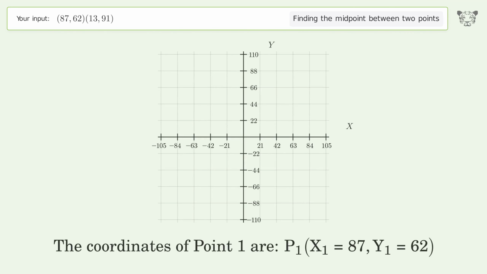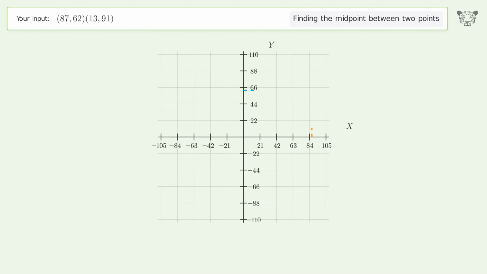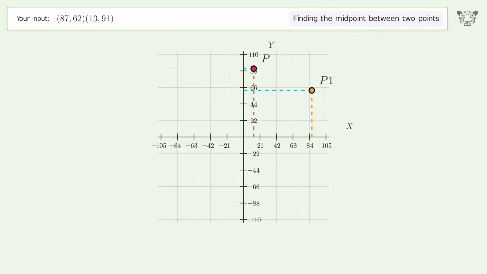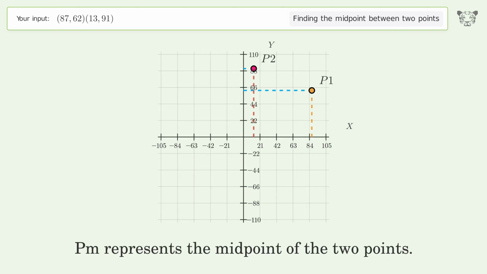The coordinates of point 1 are x1 equals 87, y1 equals 62. The coordinates of point 2 are x2 equals 13, y2 equals 91. PM represents the midpoint of the 2 points.